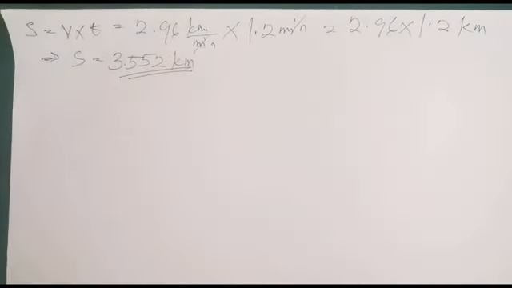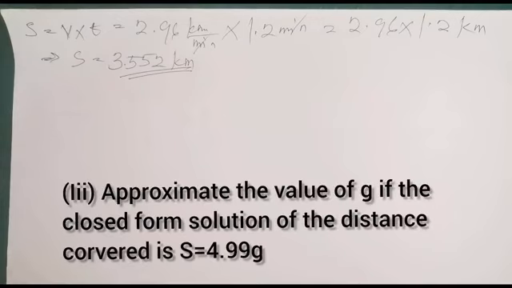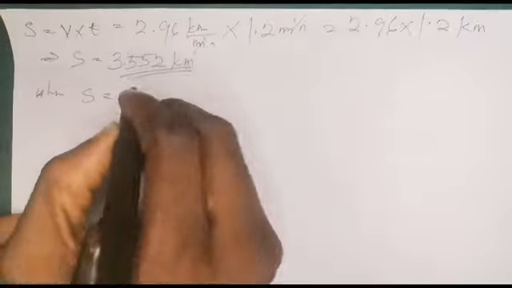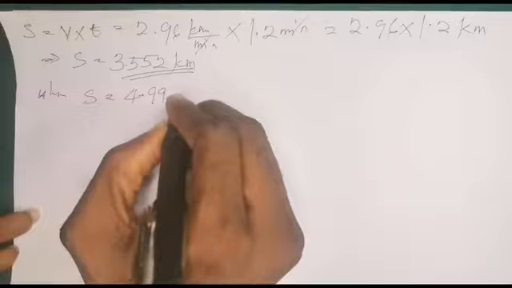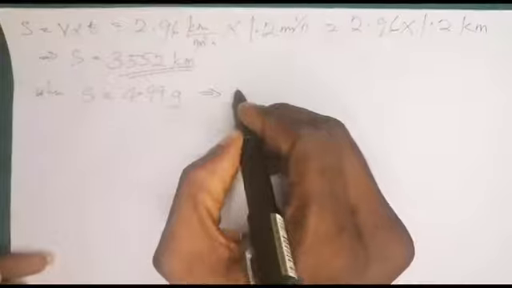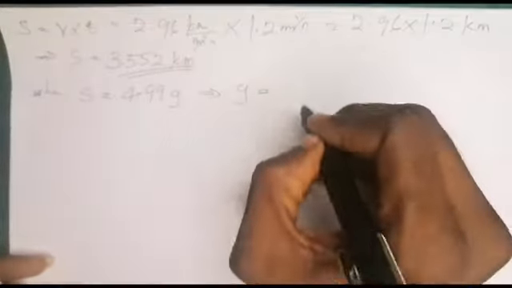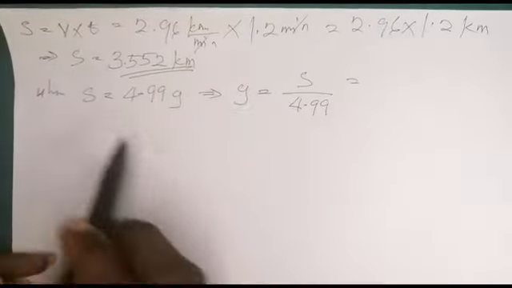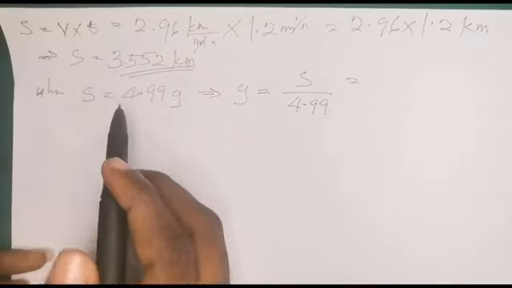Now the final part of the question says, approximate the value of G if the closed form solution of the distance covered is given as x equals 4.99 G. So when S is equal to 4.99 G, we are asked to find the value of G. Very simple. From here, you simply make G subject of the formula. That becomes S all over 4.99. So x, being the distance, is 3.552 kilometer.